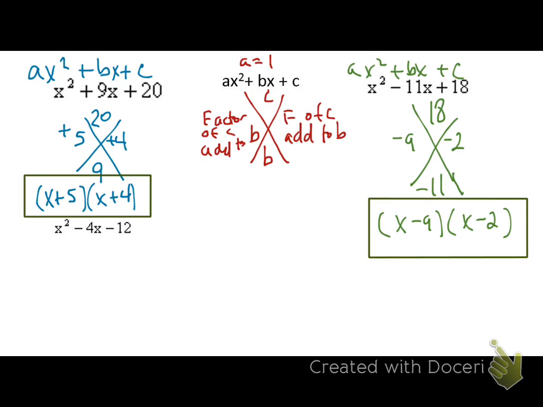Okay. Now, let's go back to our first problem. Both of your factors were positives, right? And when you multiplied, what was your C? C was also positive. You see that? You see your patterns starting to hold here?